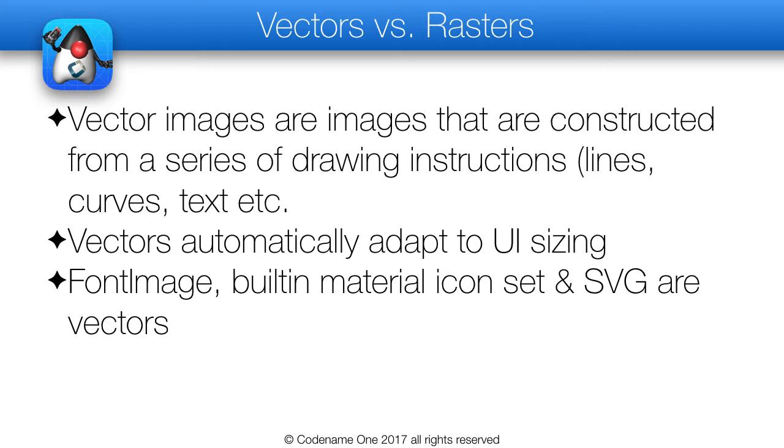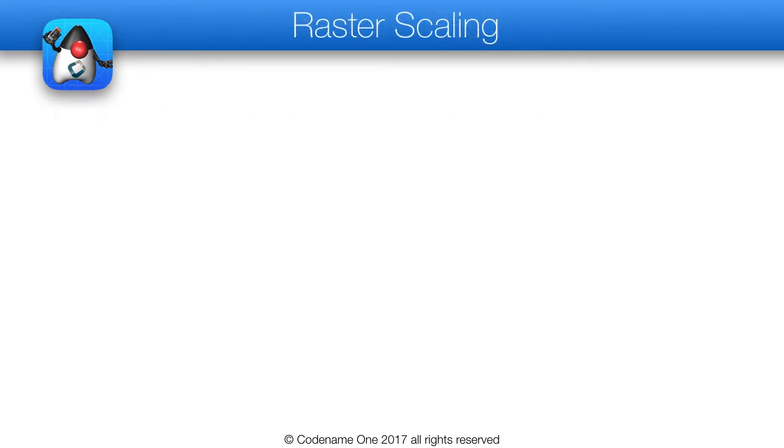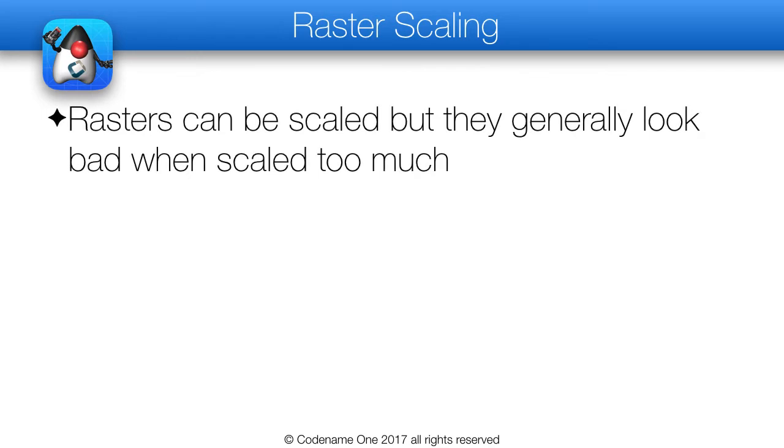Font image and material design icon fonts we have built in are types of vector images, and you should use them when possible. We also have some basic support for an SVG transcoder, although at this time this is a bit new. SVG is the standard for vector graphics. However, most graphic resources aren't in vector format and are just stored as a set of colors for pixels. The common format that you use every day, such as JPEG, GIF, or PNG, are all raster images. Since rasters are just a set of pixels, scaling them without quality degradation is a problem.